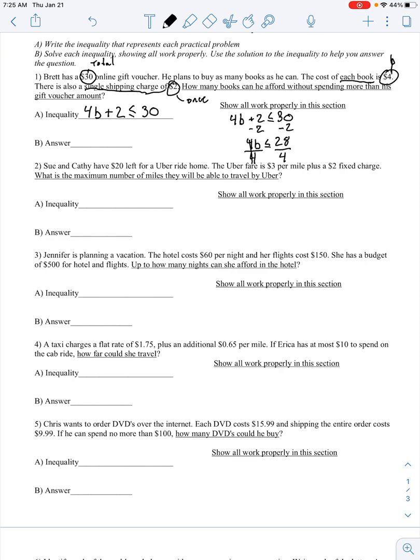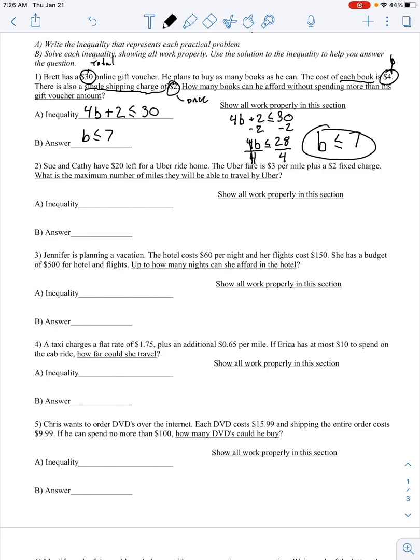And that is going to give us b, the number of books he can get, is less than or equal to 7. So he can buy up to 7 books with his gift card and not go over the amount. So the answer is the number of books he can buy is less than or equal to 7.